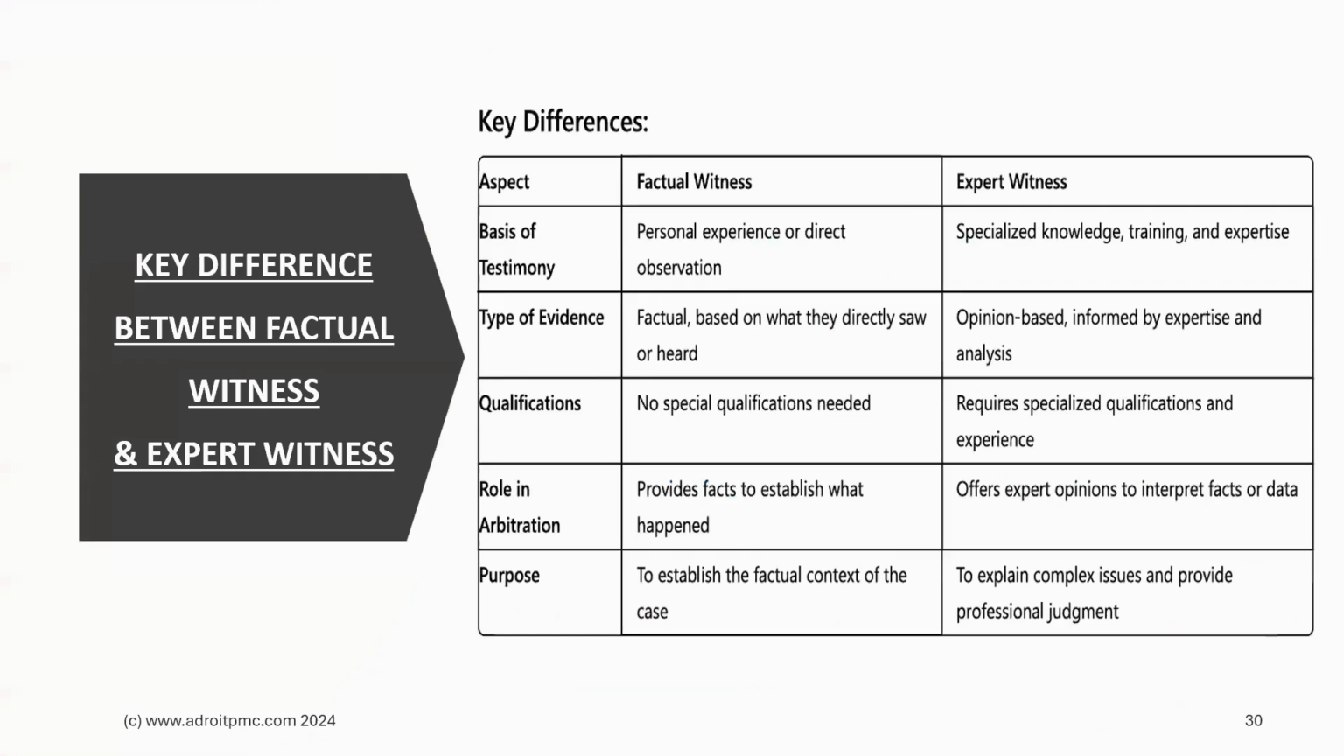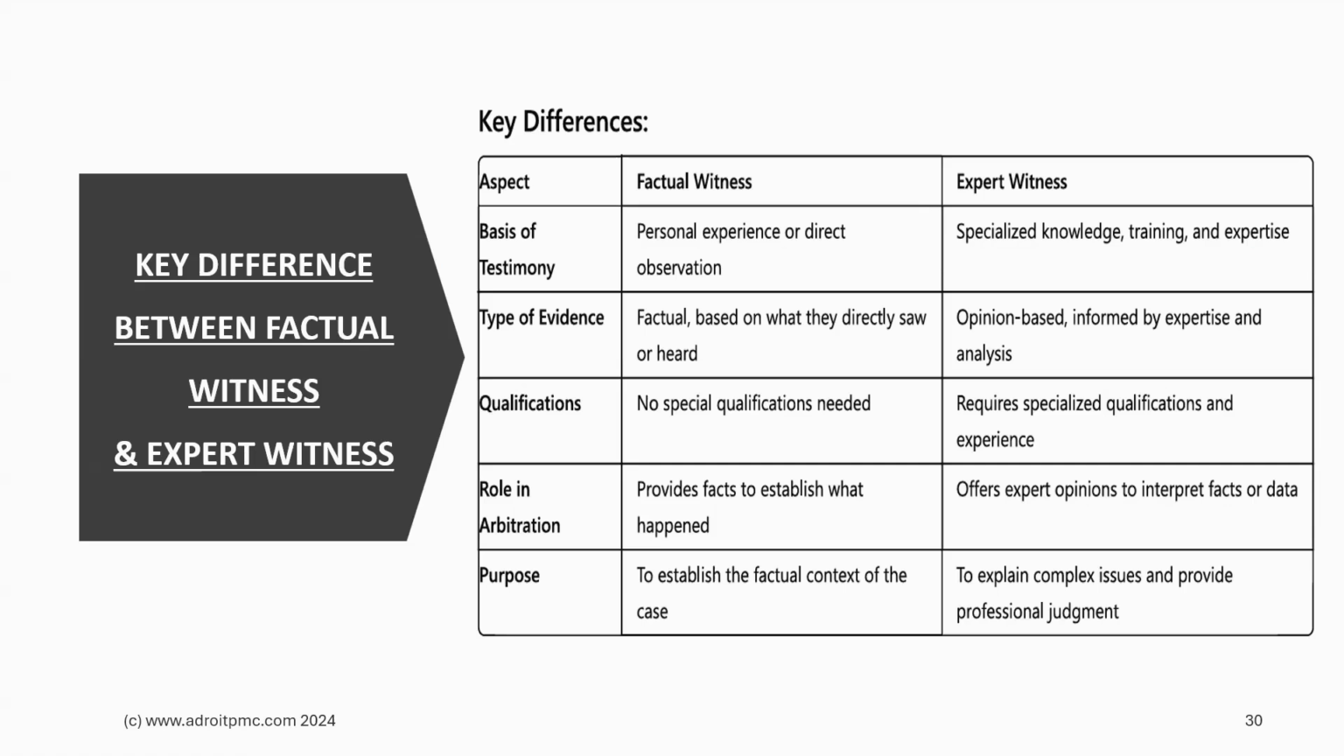So let us see the key difference between the factual witness and the expert witness. The factual witness is a person who has personal experience or direct observation of the dispute, whereas the expert witness has specialized knowledge, training and expertise in the subject of the dispute. Whatever evidence is submitted by the factual witness is purely factual and based on what they directly saw or heard, whereas the expert witness's evidence is opinion based, informed by expertise and analysis. For a factual witness, no specific qualification is required, whereas expert witnesses require specialized qualifications and experience.